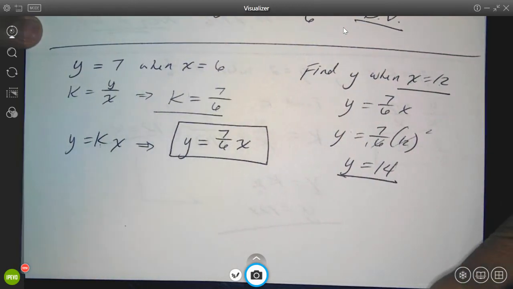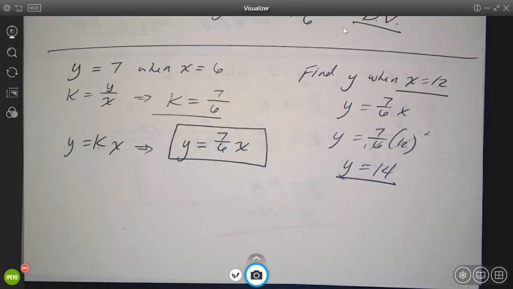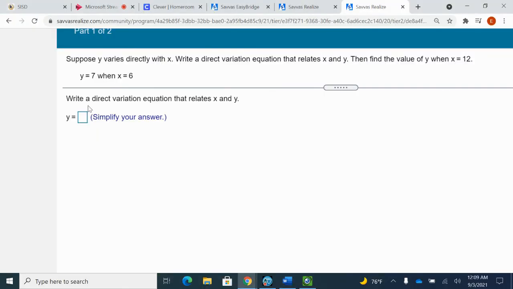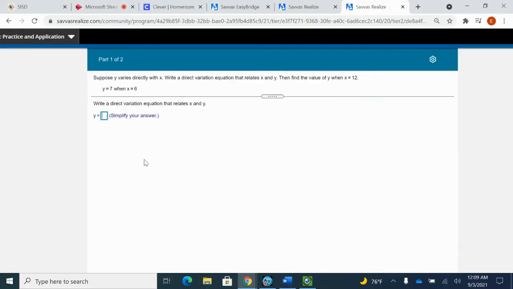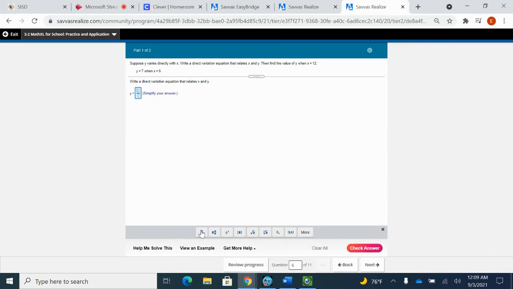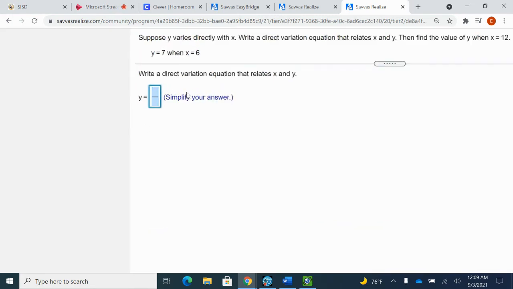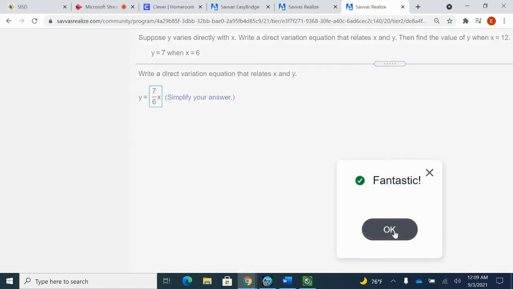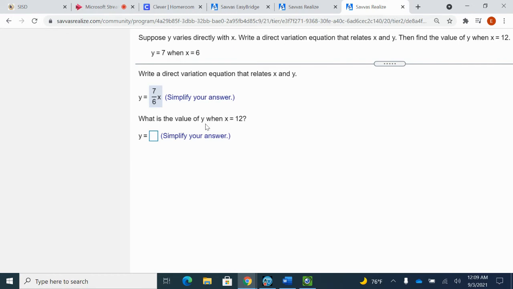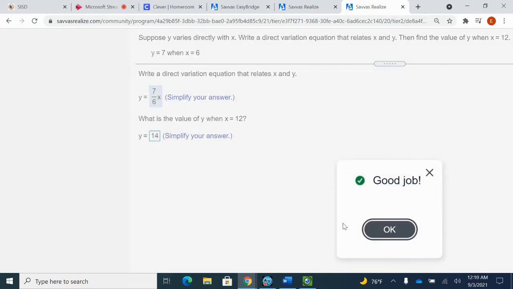Again, I'm pretty sure some of you are probably looking for shortcuts, and some of you will find those shortcuts, but I will not talk about those here. I'm going to stick strictly to the example and the notes. There it is. So my equation was y equals 7/6 x. That is my constant of variation equation. And when x is 12, I plugged it into the equation and I got 14. There it is.